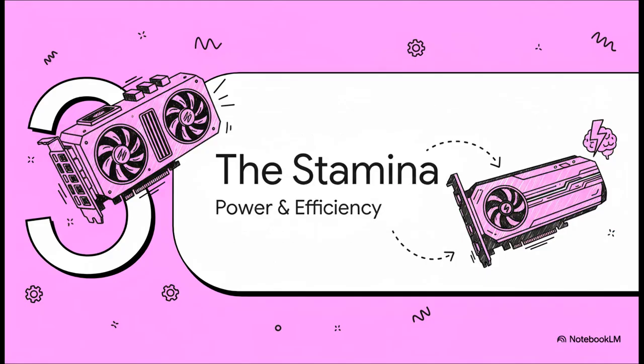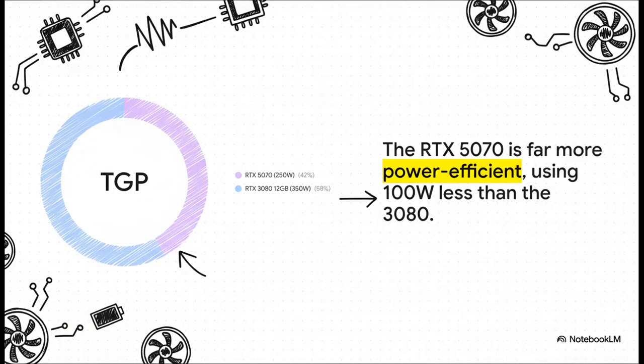Okay, now for stamina. Because it's not just about raw speed, right? It's about efficiency. How much juice do these things actually guzzle to get the work done? Let's take a look. And wow, the difference here is pretty stark. The RTX 5070 pulls off all its magic while using a full 100 watts less power than the 3080. That's a huge deal. We're talking less heat, a quieter rig, and yeah, a smaller electricity bill.